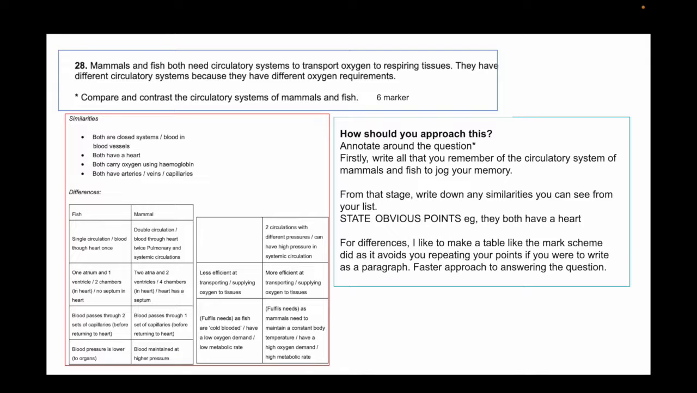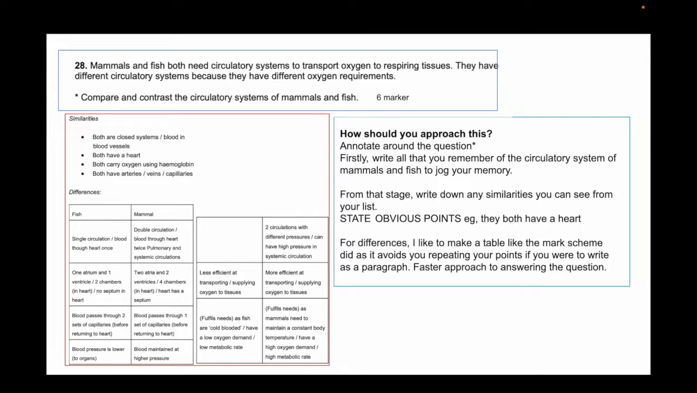taught me a lot, as I said before. The similarities that the mark scheme wrote here baffled me actually. To think that the mark scheme wanted you to say something as simple as they both have a heart, crazy concept. Because I thought it was a given. I thought I didn't need to write that. And that's why I always say state all the obvious points because it is a mark.